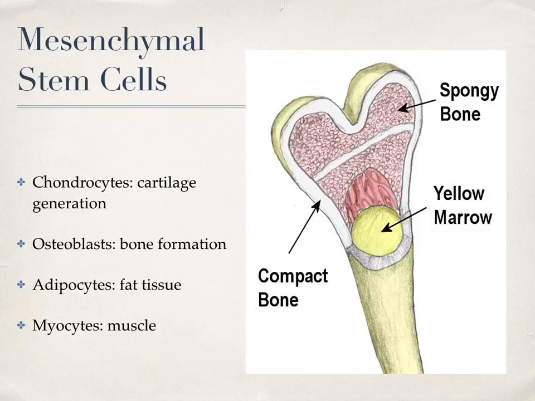So it's important to know that these mesenchymal stem cells and these hematopoietic stem cells are different from other blood cells because of their renewal and differentiation properties given to them as stem cells.